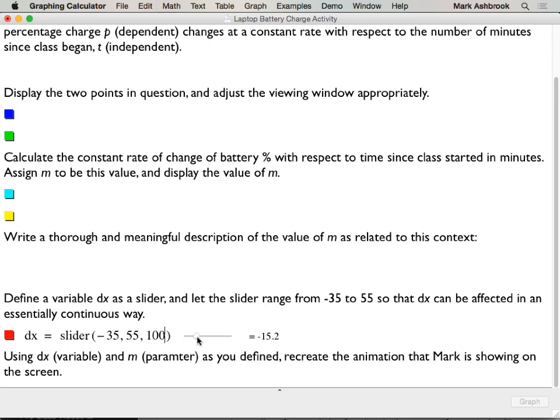If you did 5, you're only going to get 5 values, so it's going to jump by 18 minutes at a time. If you don't put anything, it'll kind of give that continuous feel. So you could put nothing, or you could put 100, but don't put a low number. A low number will mean only that many jumps between negative 35 and 55. Okay, so now let me show you the animation.